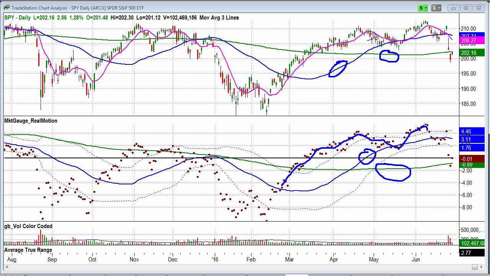For those of you interested, the magenta is 10. That's not relevant to this conversation, however.